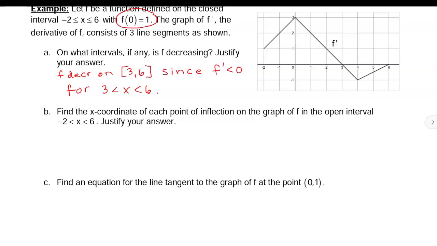We aren't actually given the second derivative, we're given the first derivative. So we're not going to talk about the second derivative. We're not going to talk about the graph of f and its concavity because we don't have it in front of us. What we can only talk about is f prime.